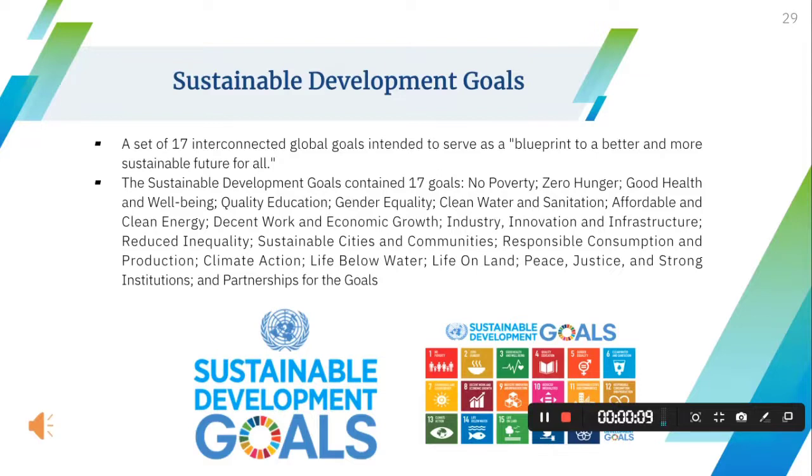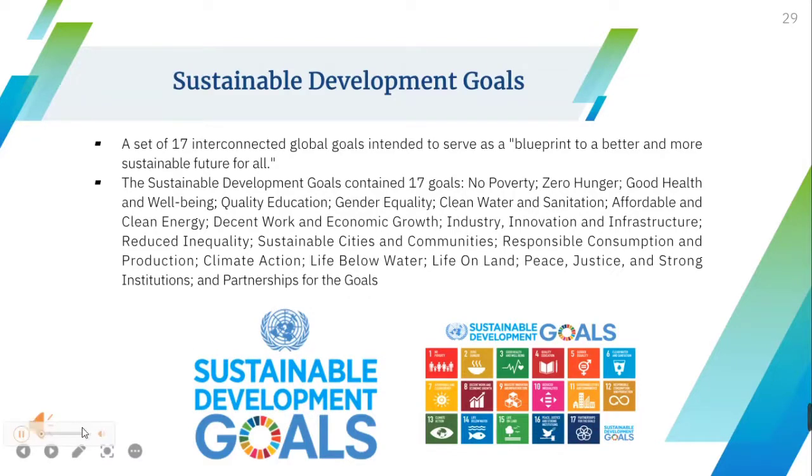What are the Sustainable Development Goals? The Sustainable Development Goals (SDGs) are a set of 17 interconnected global goals intended to serve as a blueprint to a better and more sustainable future for all. The United Nations General Assembly (UNGA) established the SDGs in 2015 with the goal of achieving them by 2030. They are listed in a UNGA resolution known as the 2030 Agenda or Agenda 2030. The SDGs were developed as the future global development framework to replace the Millennium Development Goals, which expired in 2015.